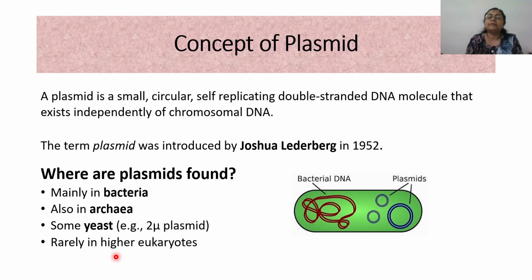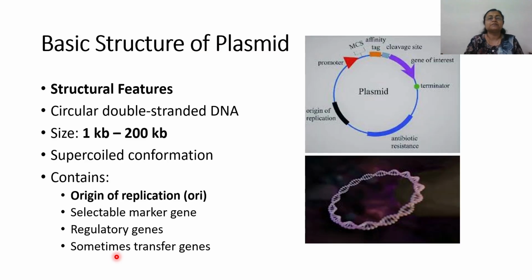Plasmids are rarely present in higher eukaryotes. As you know, plants and animals do not possess plasmids. Scientists artificially introduce these plasmids into plant or animal cells during genetic engineering experiments. Now let us see the structural features of plasmid.